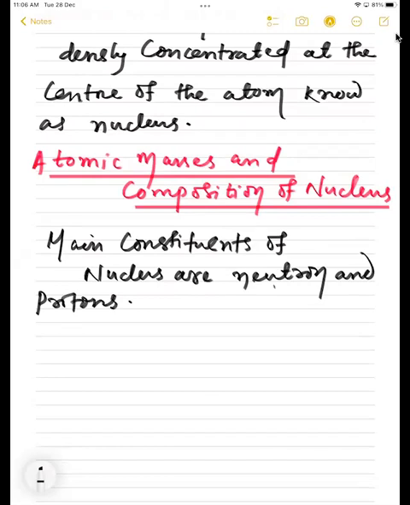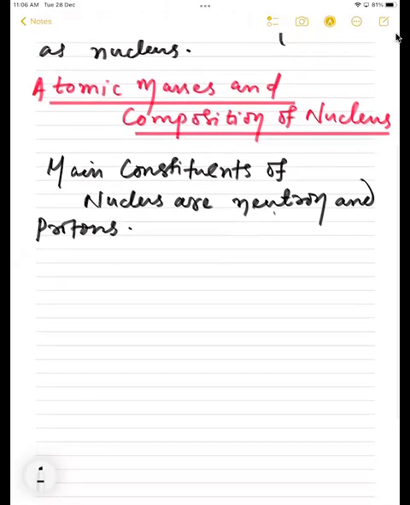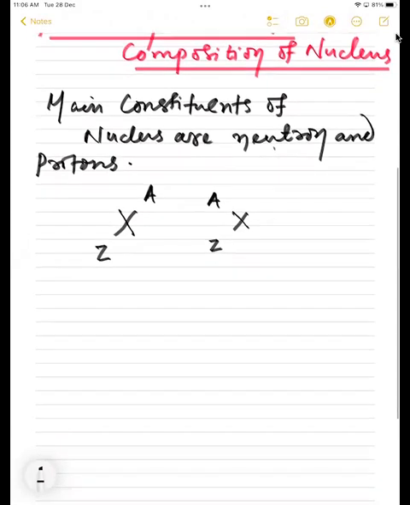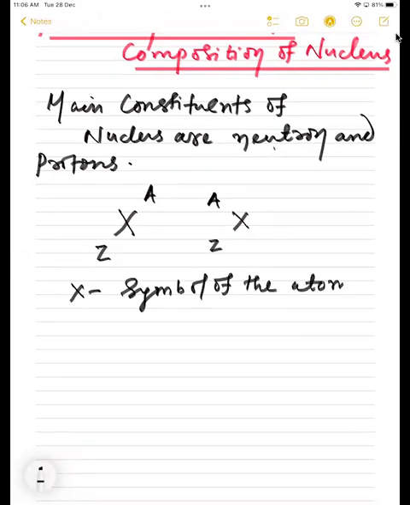So it is represented as X with atomic number Z and mass number A. Sometimes we also write it as X with Z and A. What is X? X is the symbol of the atom. Z is the atomic number. You know these very basic things from chemistry, but still, being in physics, we'll go over them.